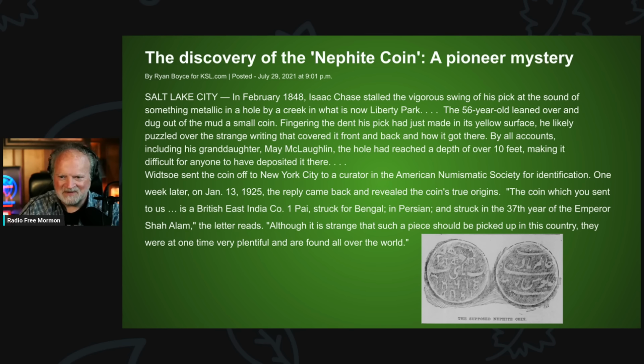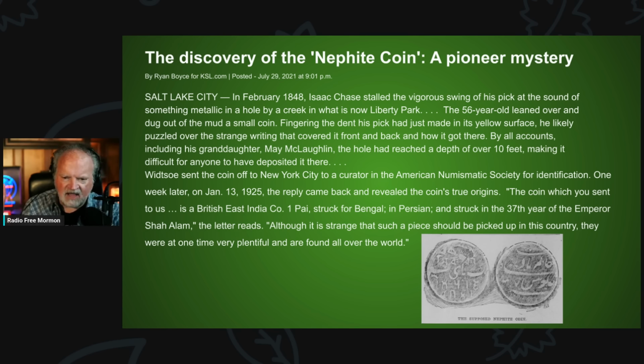Here is another story about the discovery of the Nephite coin, a pioneer mystery. This is a different one. Okay, the other one was 1860, remember? This one is actually an article from 2021 being written in retrospect about this Nephite coin that we have a picture of, which is down there in the bottom right of this slide. In February 1848, Isaac Chase stalled the vigorous swing of his pick at the sound of something metallic in a hole by a creek in what is now Liberty Park.